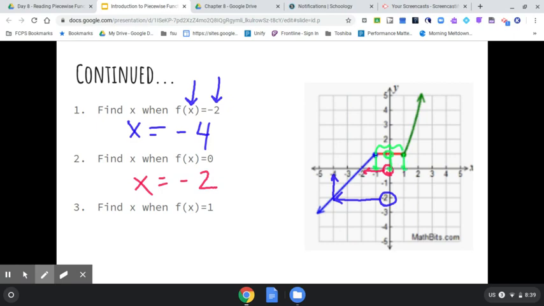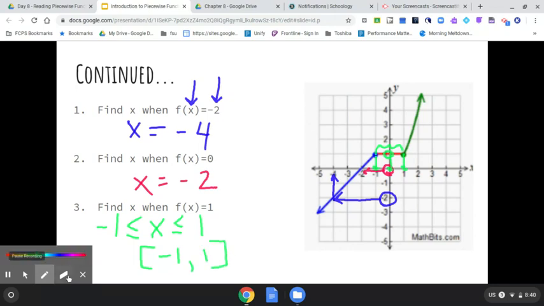But notice these points, all three of these points are connected. So really, it's any value between -1 and +1. I'm going to write that as a compound inequality. So -1 is less than or equal to x, which is less than or equal to 1. Or in interval notation, from -1 to 1, including both of those values.